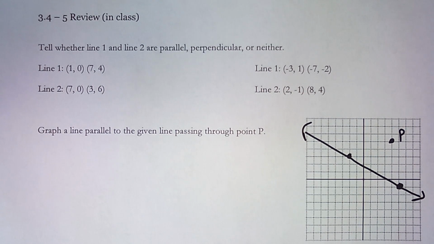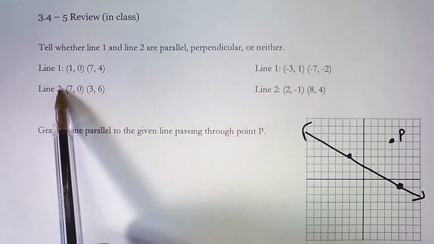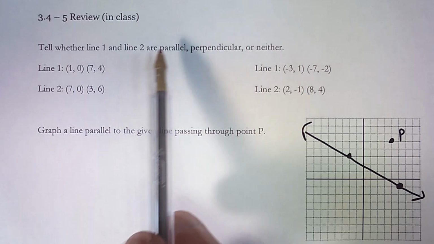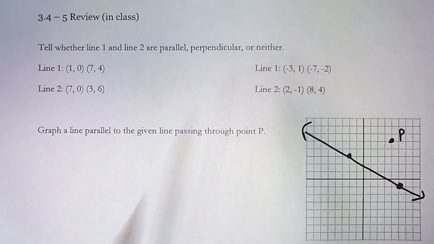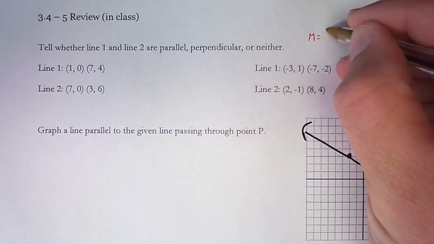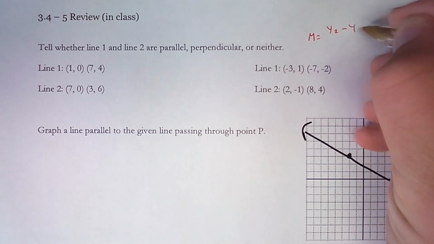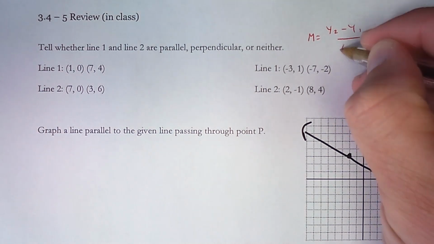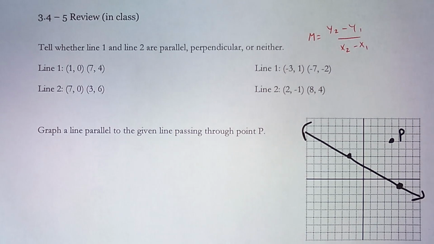Hey everybody, today we are going to review lines in a coordinate plane. So we'll start with a couple of lines here and determine whether these two lines are parallel, perpendicular, or neither of those. In order to find out, we need to check on their slopes. So remember, a slope is y2 minus y1 over x2 minus x1.